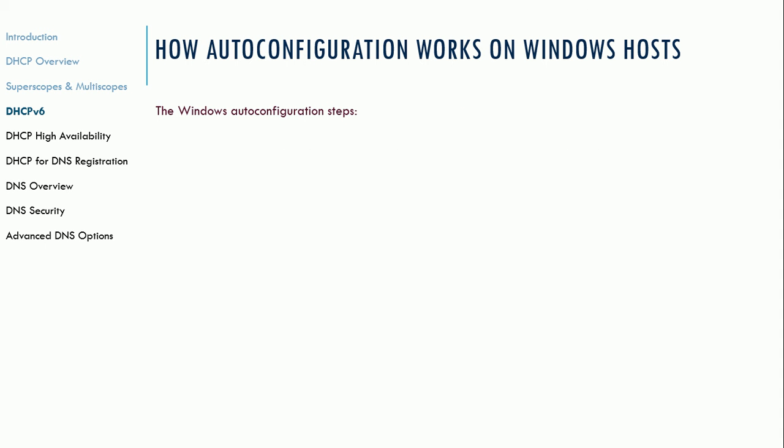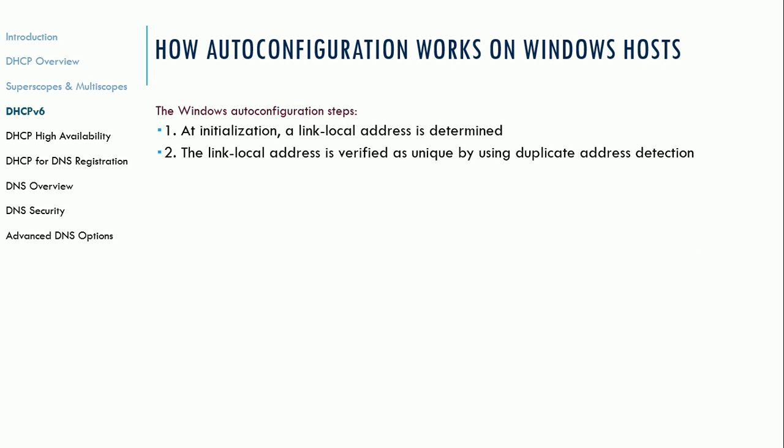So how auto-configure works on Windows hosts. The Windows auto-configuration steps are as follows. At initialization, it's going to get a link local address, which, as you recall, is for computer to computer only. It's not routable. Then the link local address is verified as unique by using duplicate address detection. If the address is verified as unique, the address is assigned to the interface.